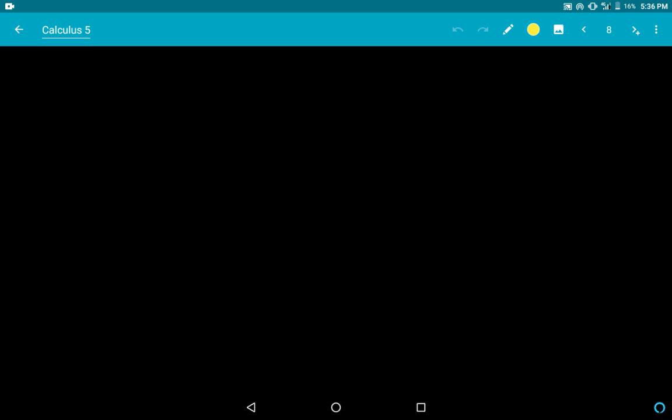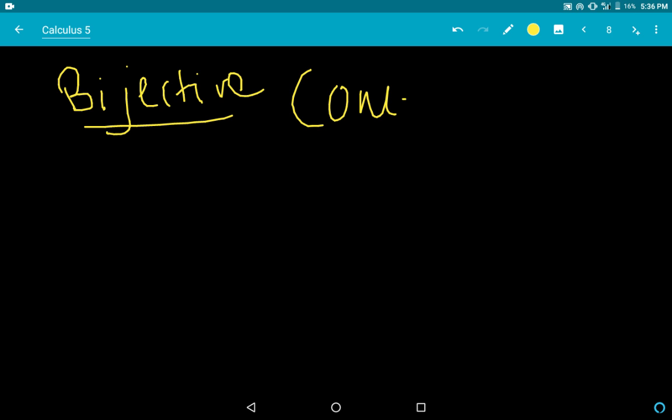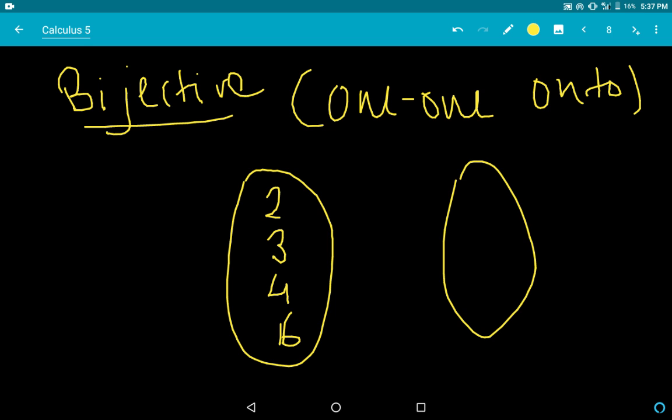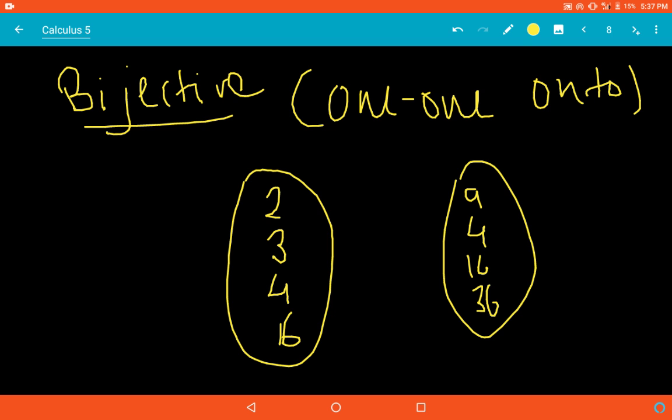Now what is a bijective function? You would say a bijective function is nothing but one-to-one onto. What does it mean? Both injective and surjective. For example, 2, 3, 4 and 6, and here let's say 36, 16, 4, 9.